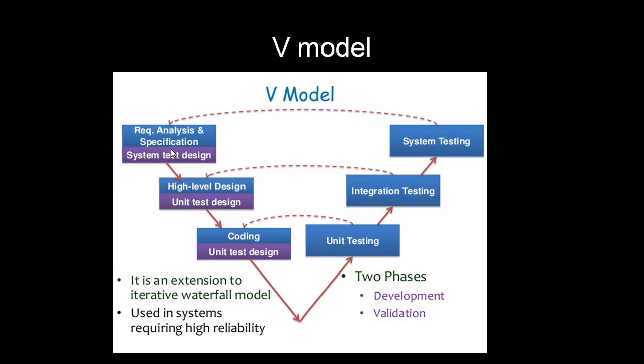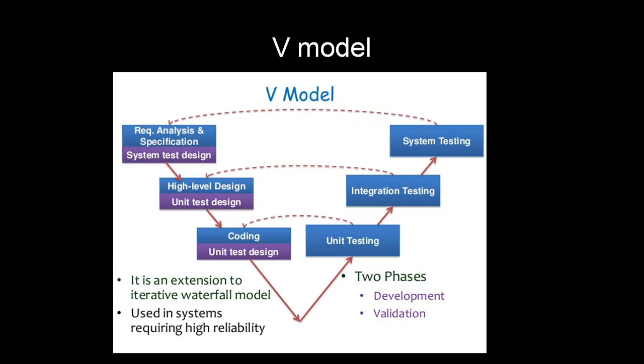Like the waterfall model, this model gets its name from the visual experience. In this V model also, the name is got from the visual experience. If we see the model, we find a V-like structure. So these are the different phases and it is like a V. That is why it is known as the V model.